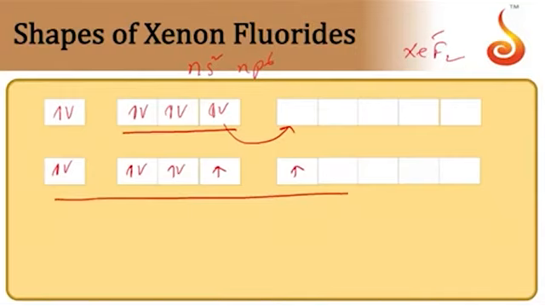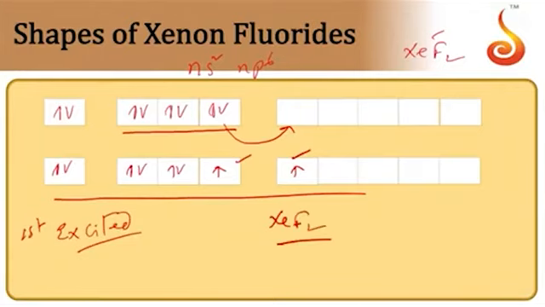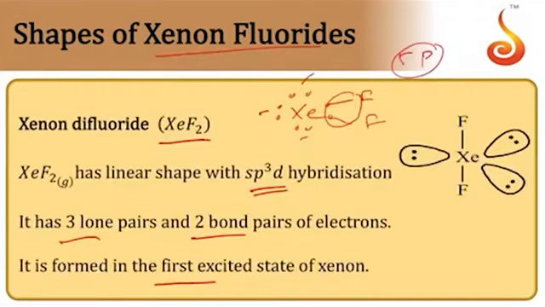This is called the first excited state. Now there are two unpaired electrons here, hence it can form the XeF2 compound. So XeF2 is being formed in the first excited state. The hybridization is sp3d. There are 3 lone pairs and 2 bond pairs. So in sp3d hybridization, there are 3 lone pairs and 2 bond pairs, so the structure is linear.